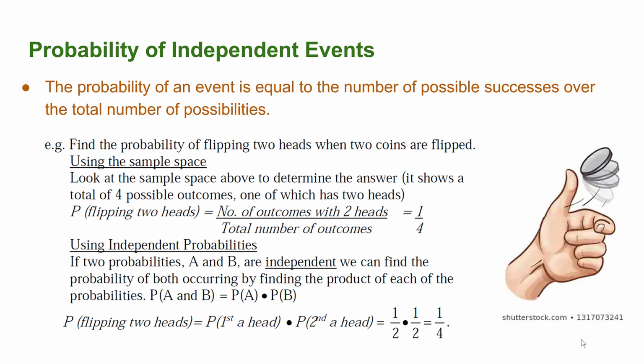Using independent probabilities. If 2 probabilities A and B are independent, we can find the probability of both occurring by finding the product of each of the probabilities. So P(A and B) equals P(A) times, that dot means times, P(B). So flipping 2 heads equals first a head times second a head, 1 half times 1 half equals 1/4. When you multiply fractions, you multiply the tops and you multiply the bottoms. 1 times 1 is 1, 2 times 2 is 4.